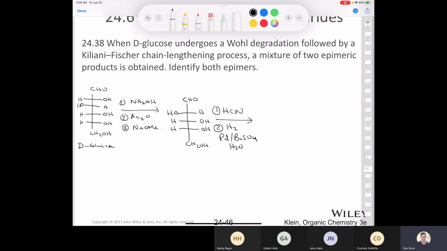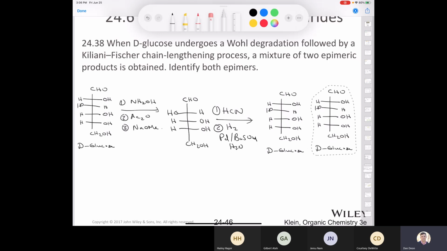So we end up growing it back out again. One of the epimers is going to be D-glucose. And again, we're going to get a mixture of C2 epimers. So we'll put D-glucose over here. There we go, we're going to have that one. Then we'll paste this back in again. And then the other epimer will be, we just invert that one stereocenter like this. And this is D-mannose.